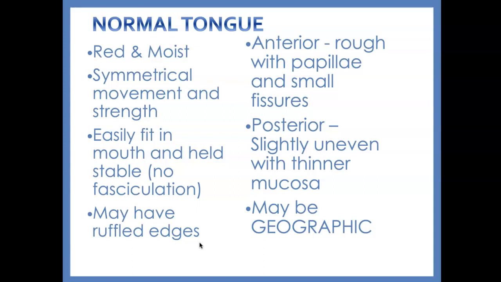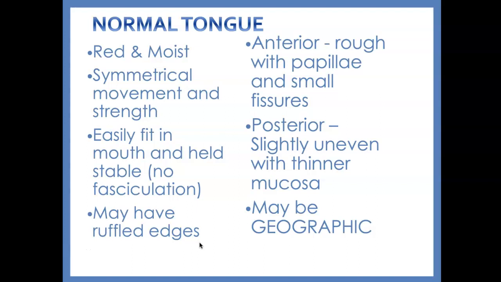It may have some ruffled edges. That can be a genetic trait. On the anterior part of the tongue, that's the top part of the tongue, it should be rough, and you can see the little bitty dots. Those are called the papillae, and you might see some little cracks and fissures. That's normal, just small cracks and fissures.